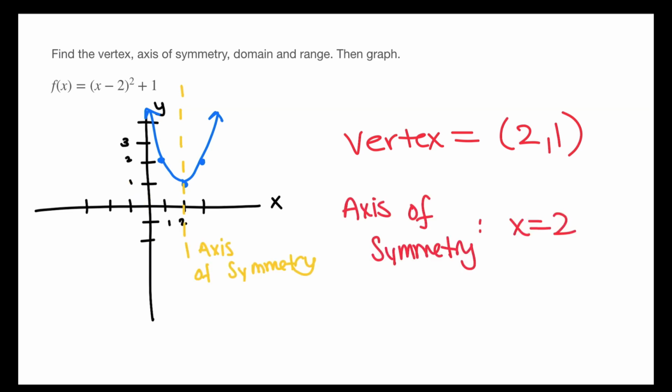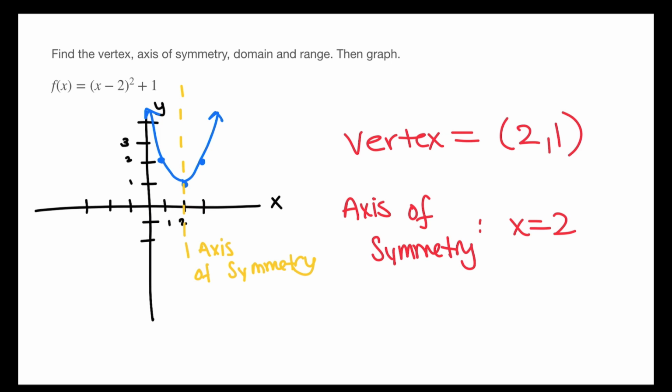Now the axis of symmetry is a line that cuts the parabola in half, so the two halves are mirror images of each other. The axis of symmetry is always going to run through the vertex. The vertex always marks that halfway point, symmetric point of the graph. And so the axis of symmetry, I have it drawn on my picture. It's a vertical line, and it's the line x equals 2. The 2 matches the x value of my vertex. And that's not a coincidence. Axis of symmetry always runs through that vertex.